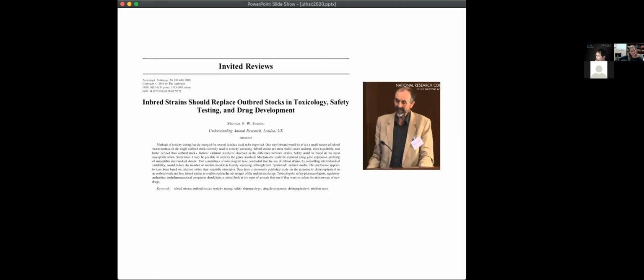The other person who I think has been a real thought leader in this is Alan Festing, in the field of toxicology, and for a long time he has been advocating for the use of panels of multiple different inbred strains in toxicology studies. The importance of both of those things, that there should be inbreds, but also multiple inbreds. So a shout out to him.